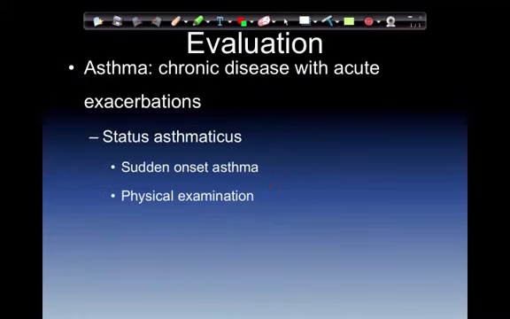Evaluation. Asthma is a chronic disease with acute exacerbations. So status asthmaticus is essentially typically the accumulation of days or even weeks of unremitted asthma. So we get sudden onset from this. Rare form of asthma in which the patient rapidly deteriorates into respiratory arrest despite aggressive medical treatment.